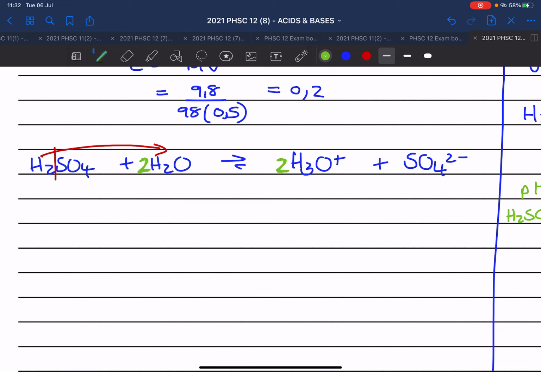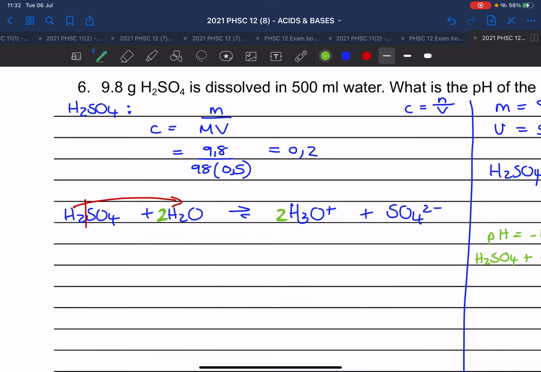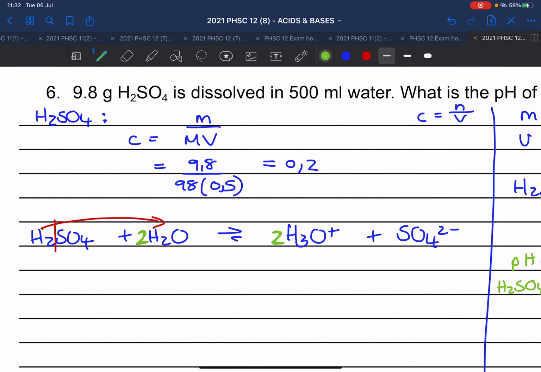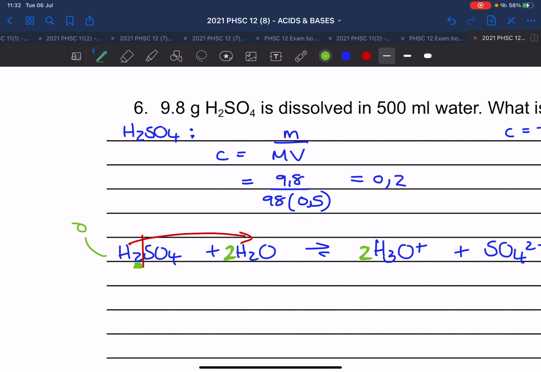Okay. Now we did this last year and I know you cannot remember it at all. We did this specific reaction last year. Something that can give away two hydrogens, we call a diprotic acid. A diprotiese suur.